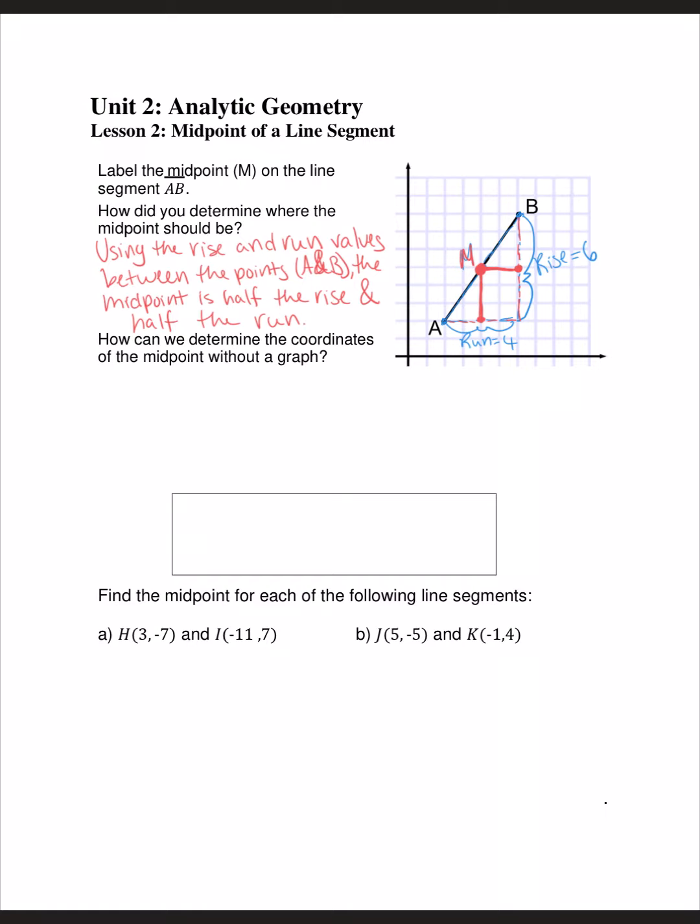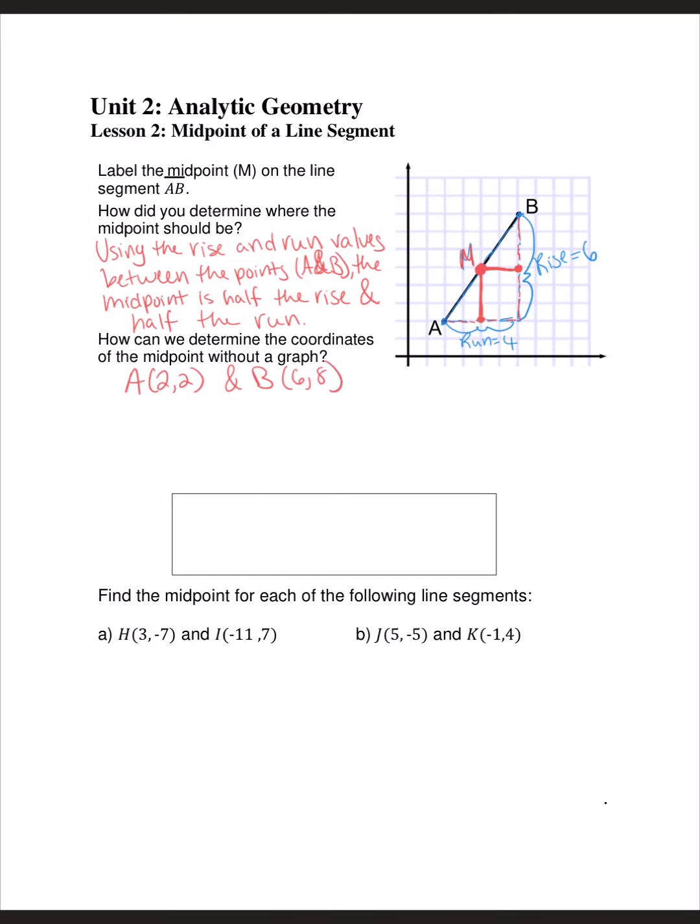So how can we determine the coordinates of the midpoint if we didn't have a graph? Say we were just given 2 points and we wanted to determine the midpoint of those 2 points. What did we really do with our rise and our run if we think about what rise and run are in terms of an equation? In this case, our point A was at (2, 2), and we have point B at (6, 8).